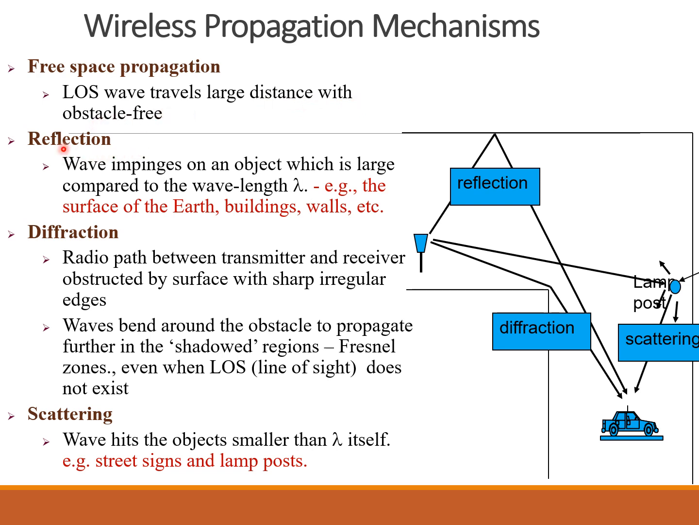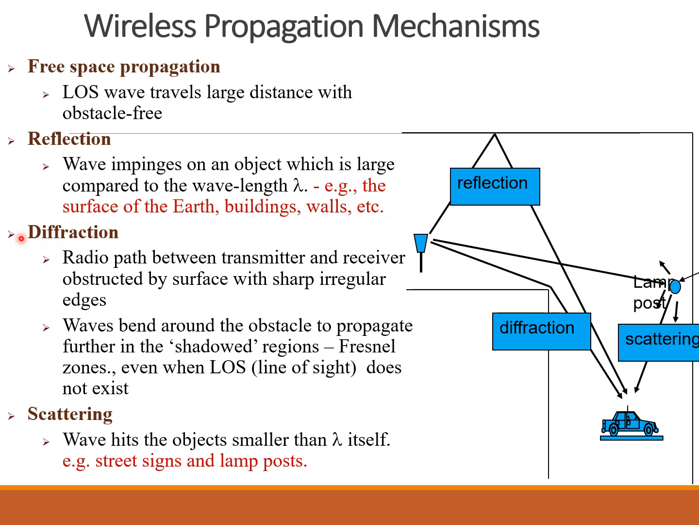Now comes reflection. When a wave impinges on an object which is larger compared to the wavelength lambda, see here in the diagram, say I have a surface whose size is large when compared to the wavelength of the wave. In that case, reflection takes place. The signal from the transmitter hits the surface and then gets reflected back. Examples are the surface of the earth, buildings, walls, etc.